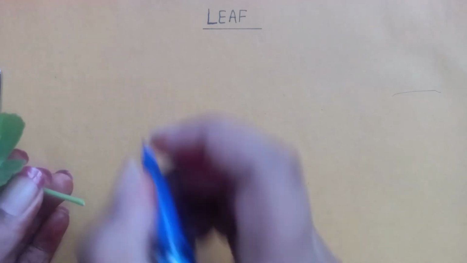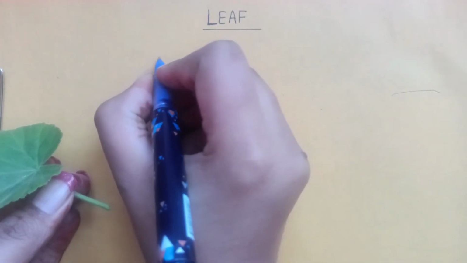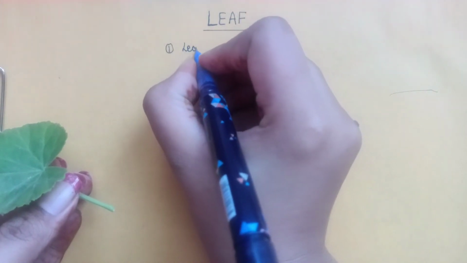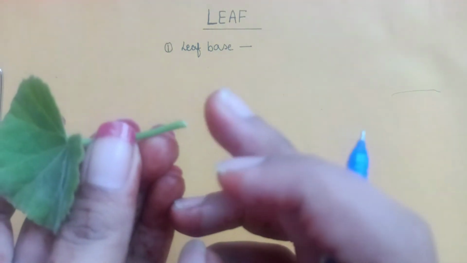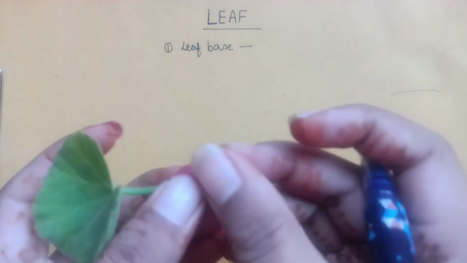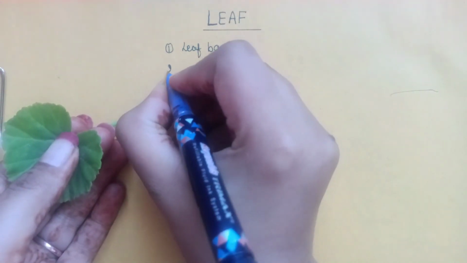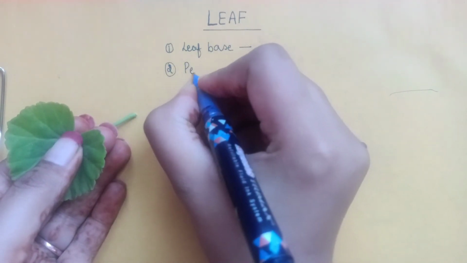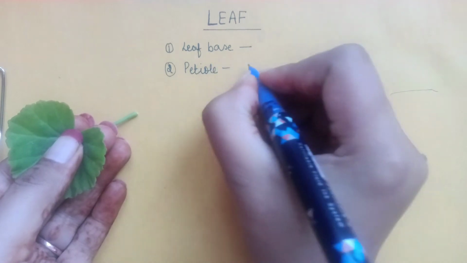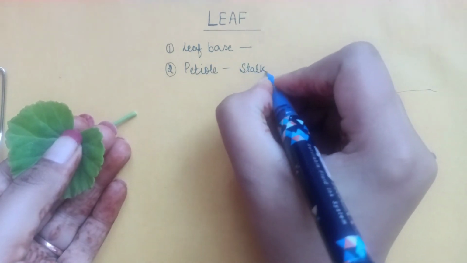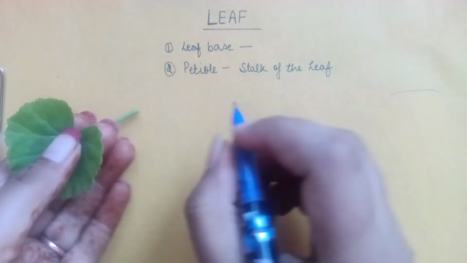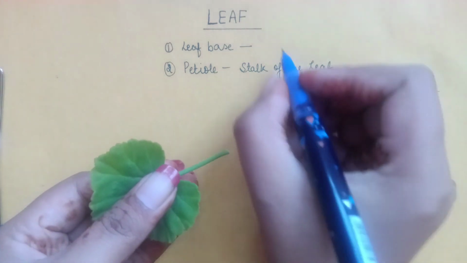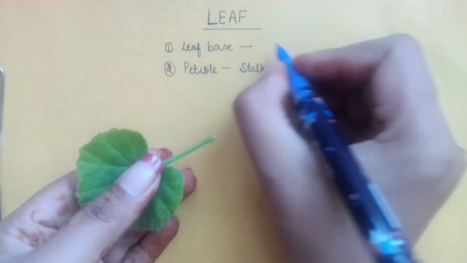Okay, so first we have talked about the first part. We talked about the leaf base. So this is the leaf base, this point is known as the leaf base. Then we talked about the petiole. It is the stalk of the leaf. And the leaf base attaches the leaf to the stem.